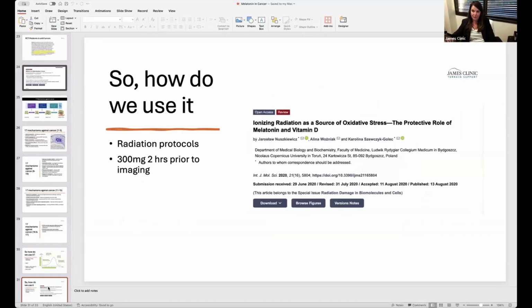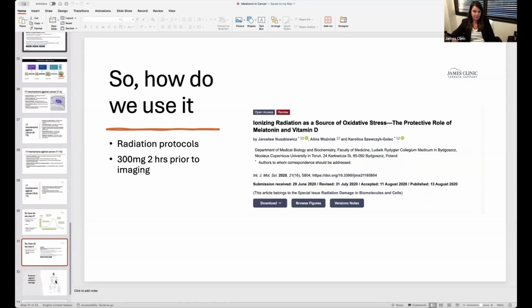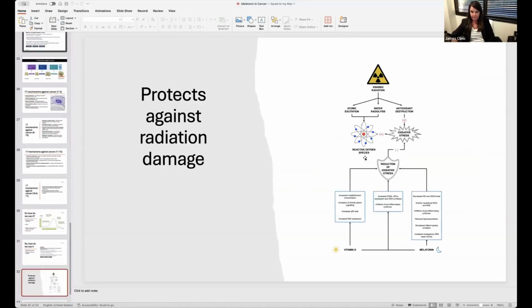We also use it in our radiation protocol. So 300 milligrams 2 hours prior to imaging to reduce the radiation exposure. And here's a picture of this for any of my physics people. You're exposed to ionizing radiation. You have antioxidant destruction, and both melatonin and vitamin D calm that down. So this is very protective with x-rays.